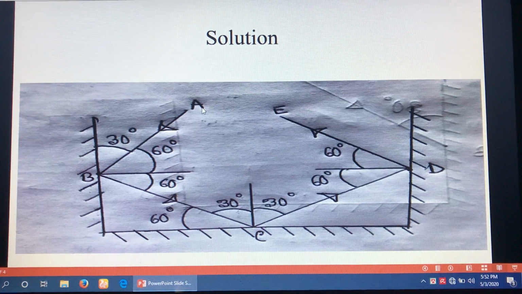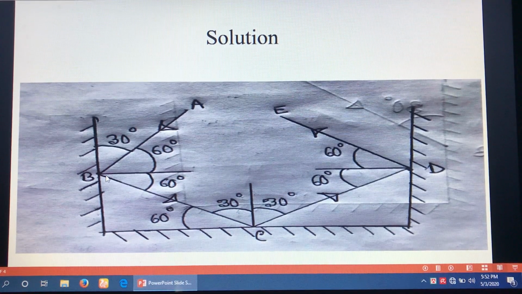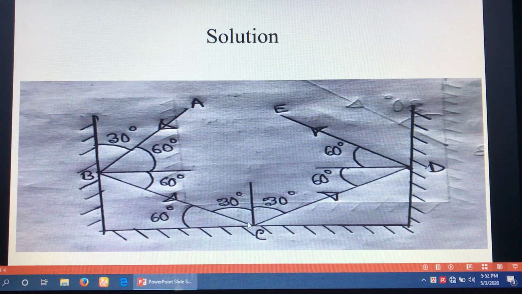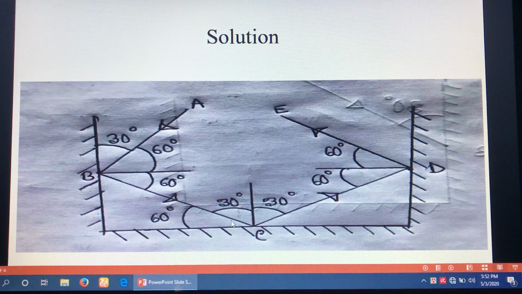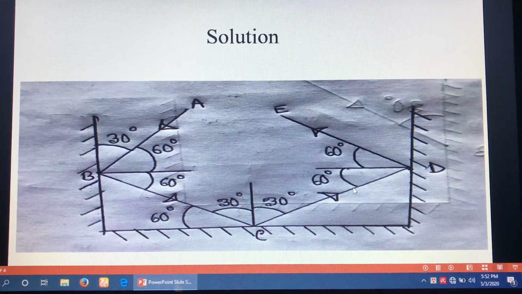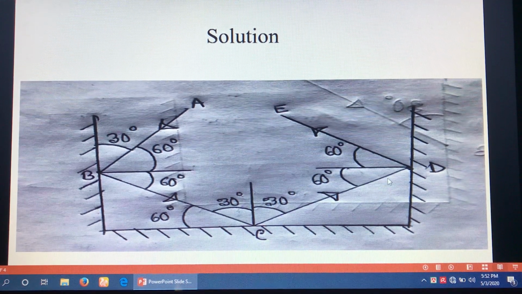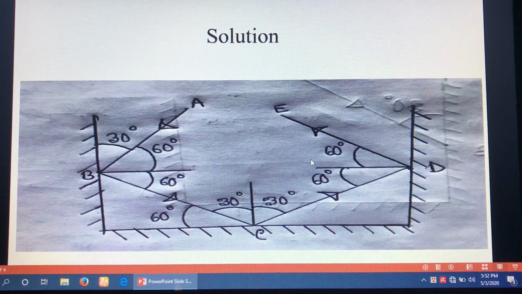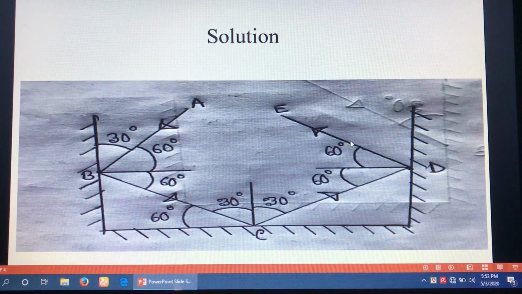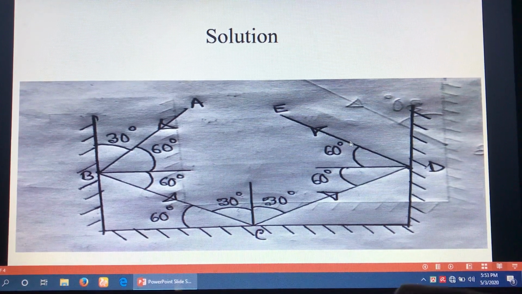At first, AB is the incident ray for the first mirror, and BC is the reflected ray for the first mirror. BC is the incident ray for the second mirror, and CD is the reflected ray for the second mirror. CD is also the incident ray for the third mirror, and DE is the reflected ray for the third mirror. In this way, the light ray is reflected.